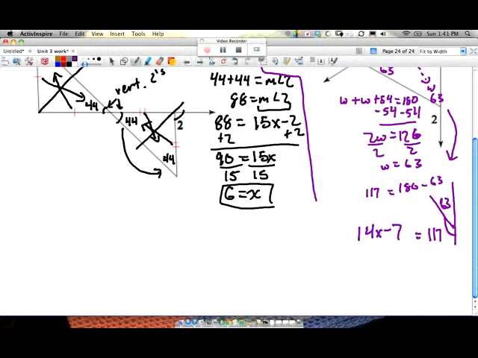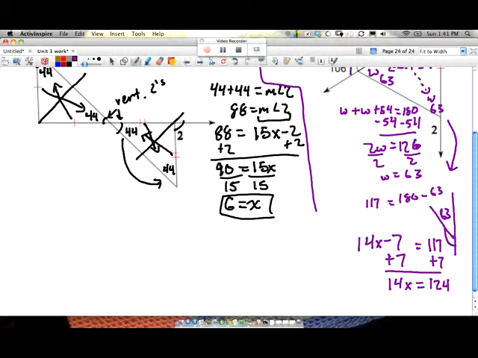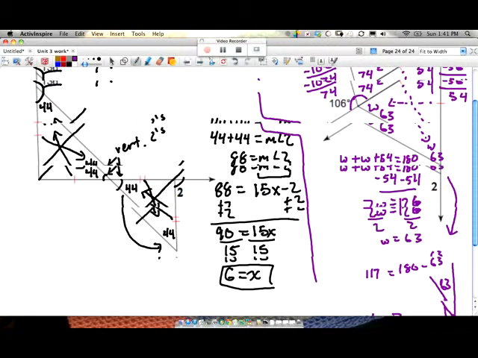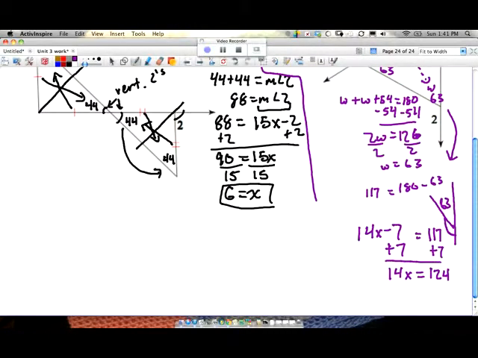Now we are ready for the finale of algebra. I'm going to add 7 to both sides. That gives me 14x equals 124. Now as I'm looking at this, I almost feel like, man, did I miss something? Something's off. It feels like something's off because it's not exactly the same as what it should be.